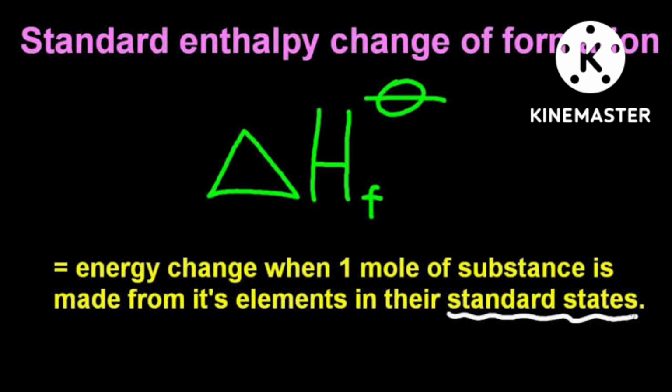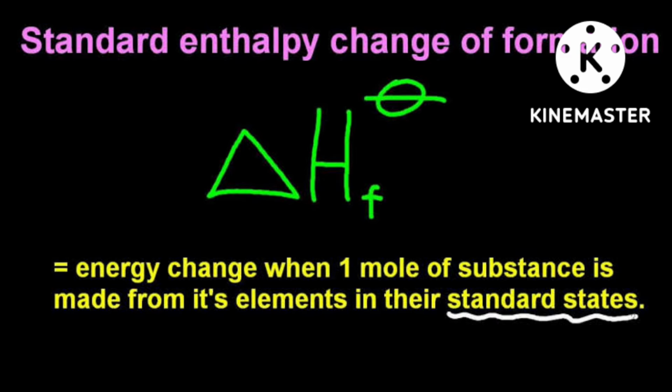Now an example of enthalpy of formation: H2 plus half O2. H2 is gas, plus half O2. Oxygen is also gas. Both are in gaseous form. Then what will it form? It will form H2O, liquid. Here you must write in brackets the physical state of the element or molecule. Here H2 is gas.